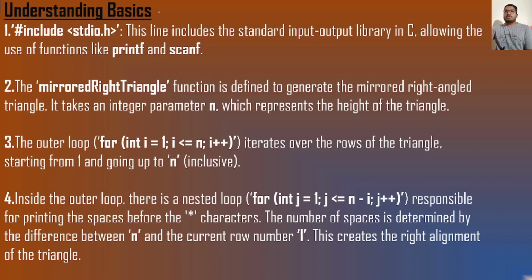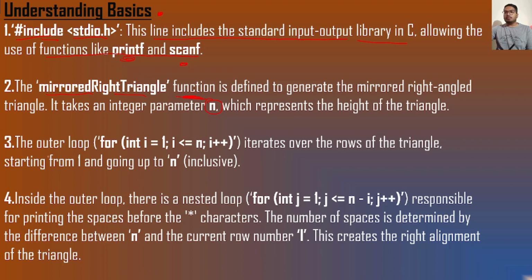First, let's understand the basics. #include <stdio.h>. This line includes the standard input-output library in C, allowing the use of functions like printf and scanf. To use functions like printf and scanf, we have to declare #include <stdio.h>. The mirrored right triangle function is used to generate the mirrored right angle triangle. It takes an integer parameter n, which represents the height of the triangle.